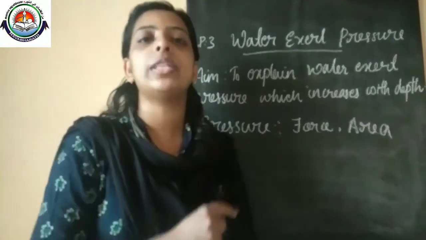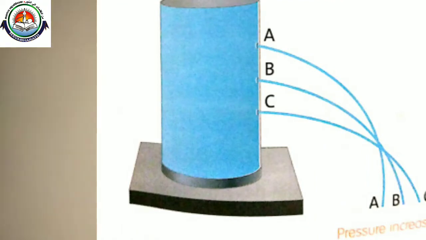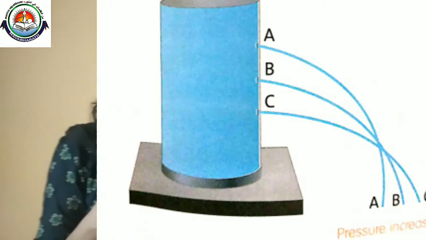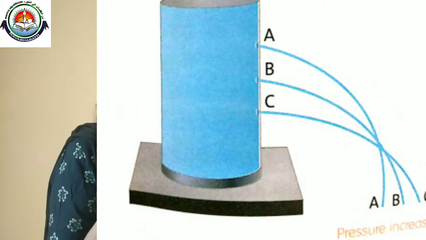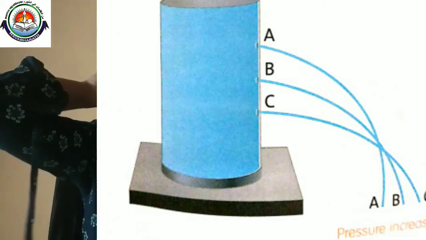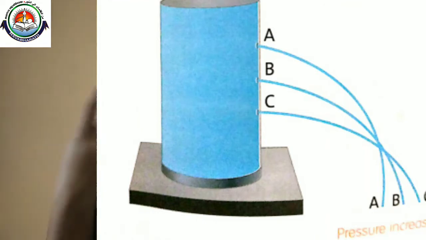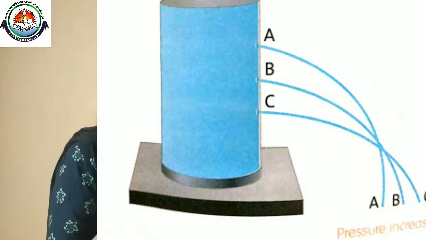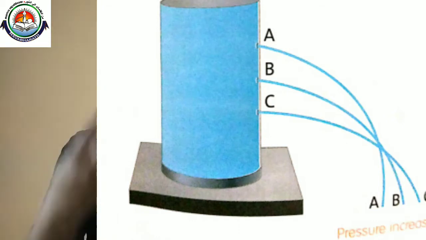Before that, one more thing I will tell you. In your content book you can see one picture, in which water is taken in a tank, and in that tank we place three holes, A, B, C. Then where will the pressure be most? Can you say which place has more pressure, A, B or C?